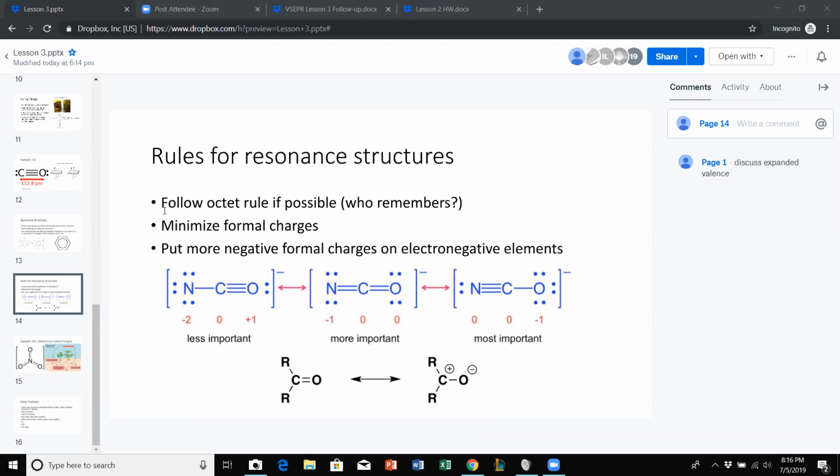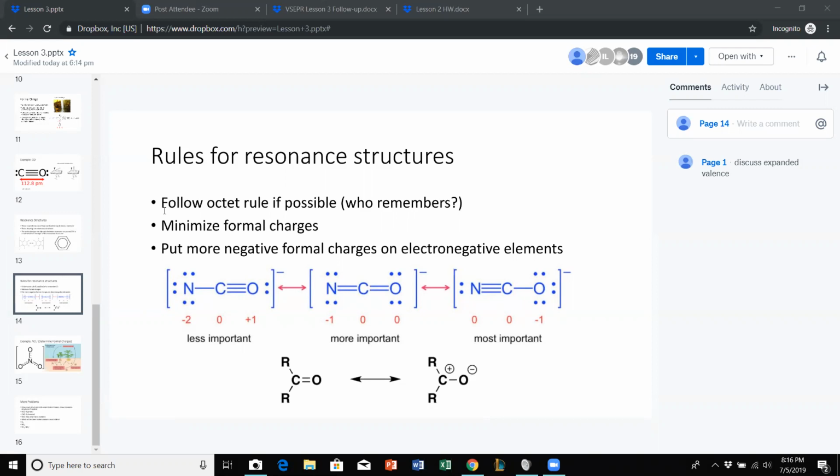The second important idea is to minimize formal charges, okay? And the last important idea is to put more negative formal charges on electronegative elements. Remember that electronegative elements kind of like electrons, so they don't mind a more negative charge. But we do want to minimize formal charges overall.